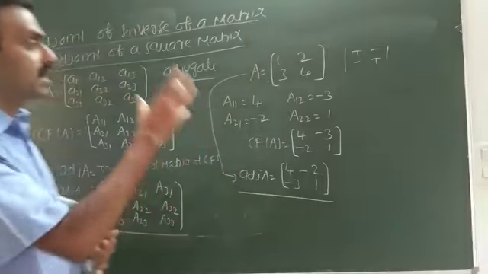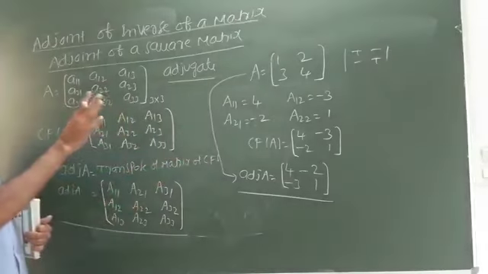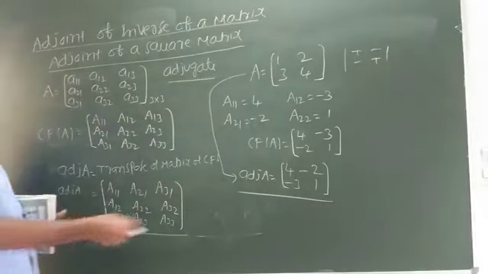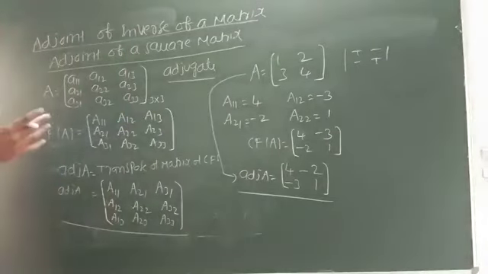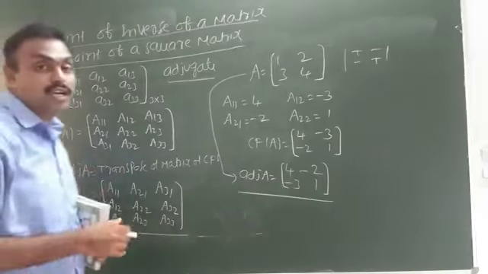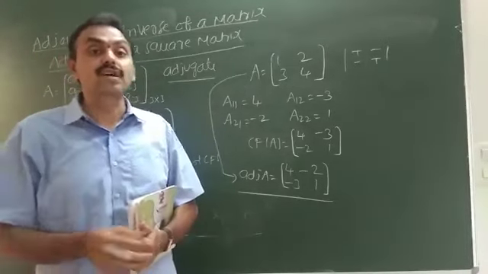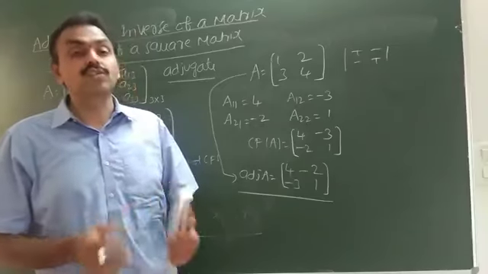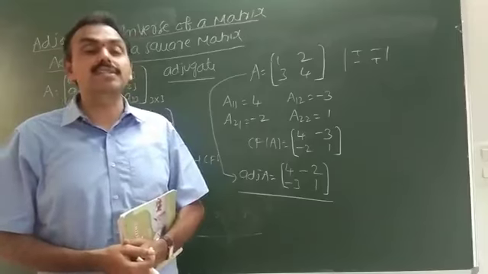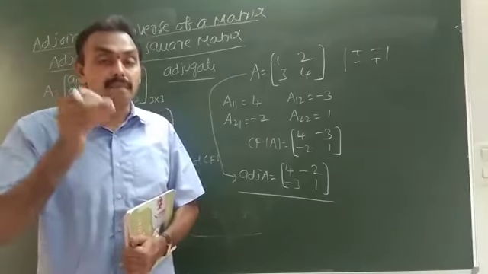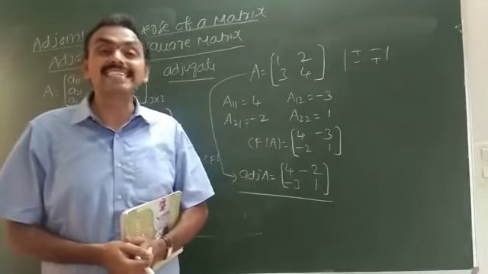Remember how to get the adjoint of a 2 cross 2 directly? It is very simple. Interchange the diagonal elements: you have 1, 4, make it 4, 1. And change the signs of the other elements: -2, -3. Remember, this shortcut method is applicable only for finding the adjoint of a 2 cross 2 matrix, not for 3 cross 3. First you have to understand the meaning of the adjoint of a square matrix: the transpose of the matrix of the cofactors. It is denoted by ADJ of A.